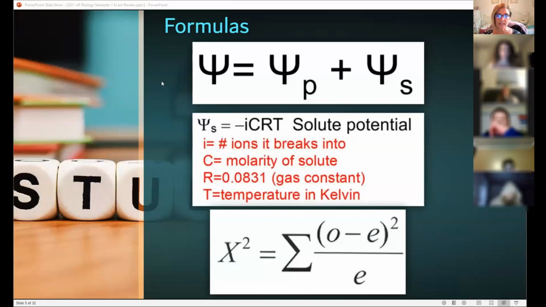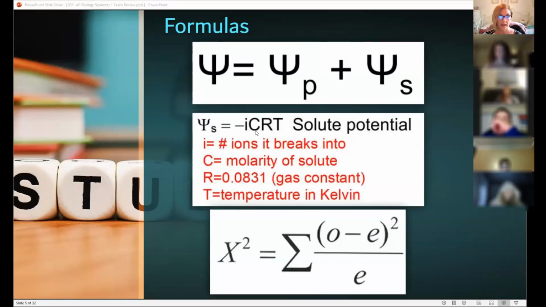C is concentration, the molarity of the solute. So you'll have, you know, like a 0.25, 0.15, 0.5. It'll be given to you in the problem. The R is a constant, 0.0831. We used to have to memorize all of this, but now it's given to us. And temperature is in Kelvin. Remember, you need to add 273 to the Celsius degrees.